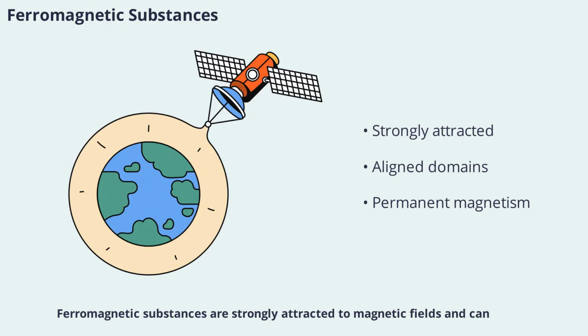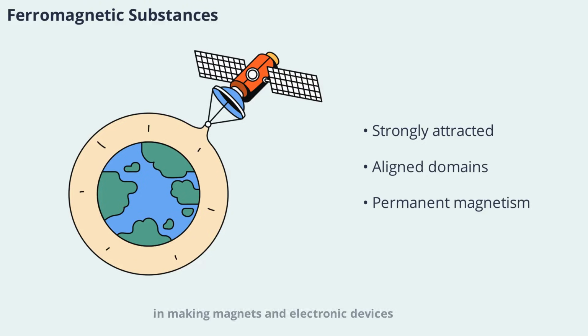Ferromagnetic substances are strongly attracted to magnetic fields and can retain their magnetism even after the external field is removed. This is due to the alignment of magnetic moments in the same direction within regions called domains. Common examples include iron, cobalt, and nickel. Ferromagnetic materials are widely used in making magnets and electronic devices.